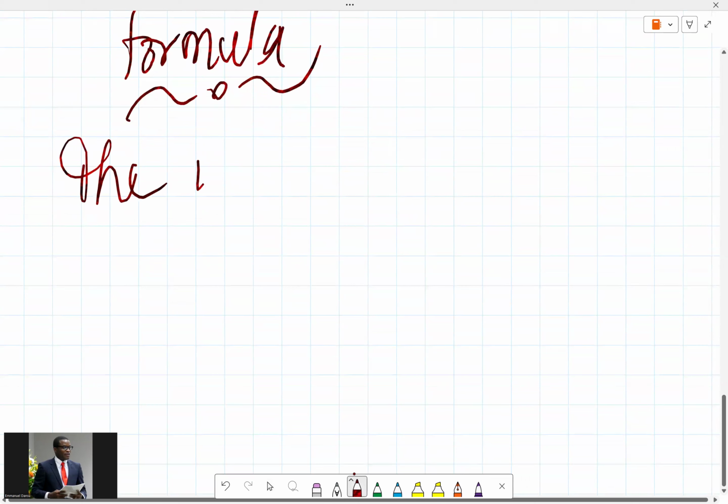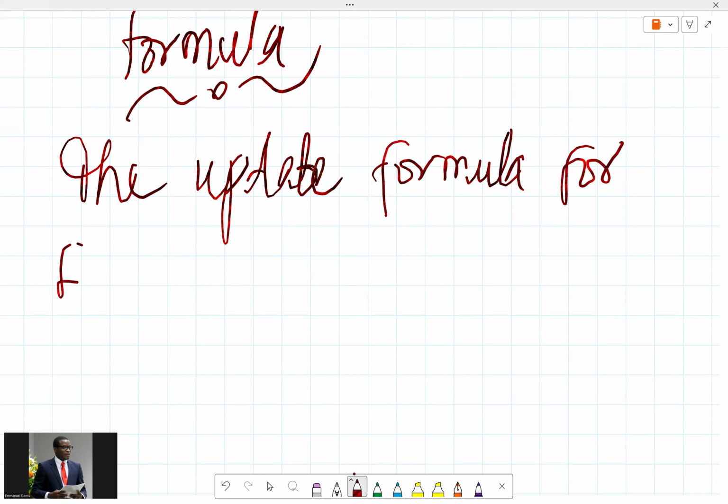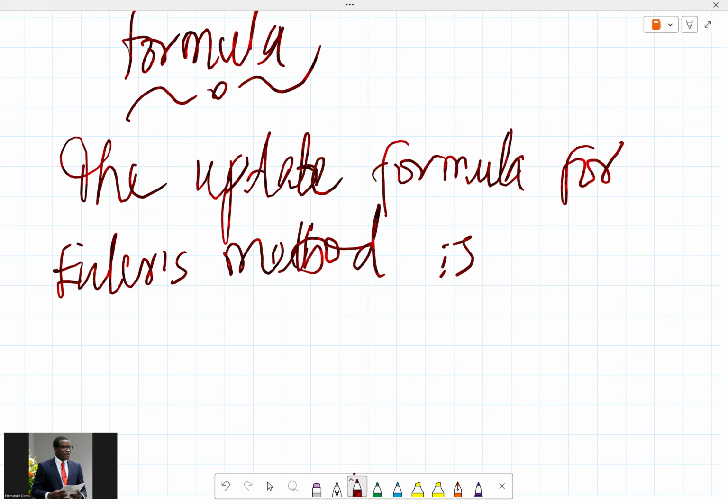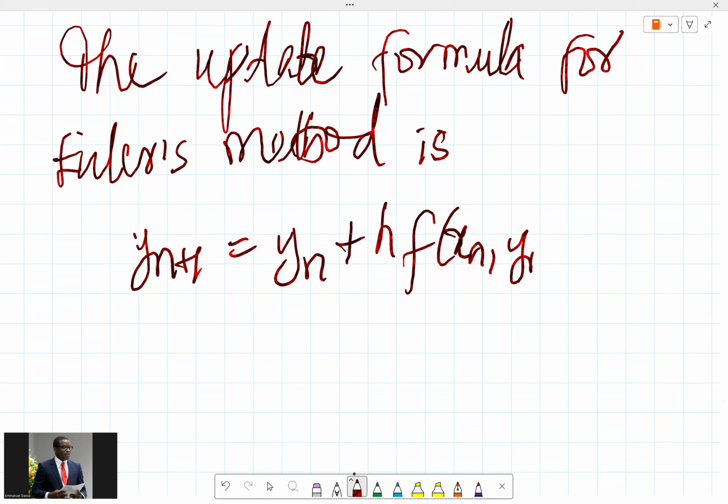We call it the update formula because after each process you need to do it again until you get all the iterations you need. The update formula for Euler's method is y_{n+1} equals y_n plus h f of x_n comma y_n. So this is the update formula for the Euler method.